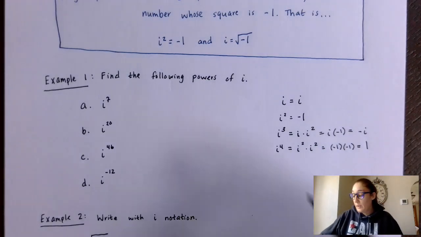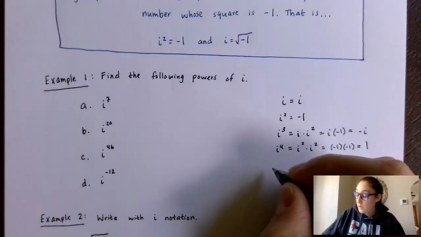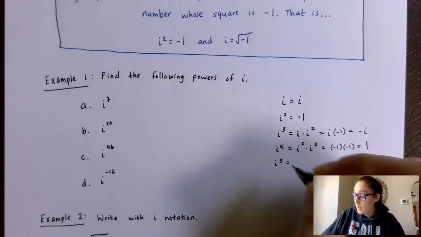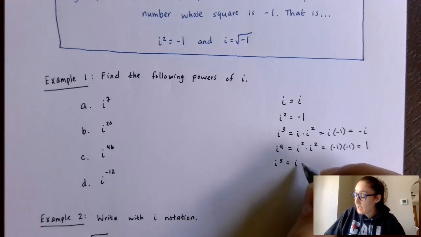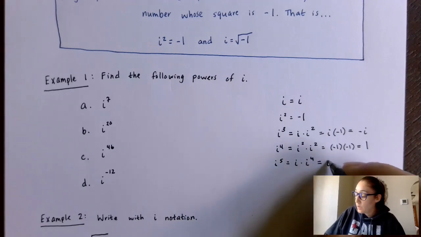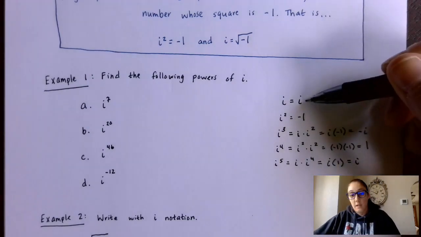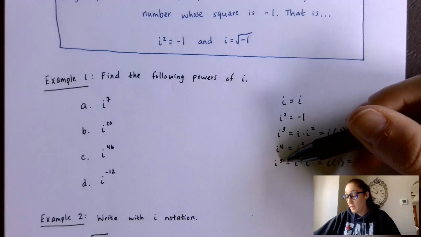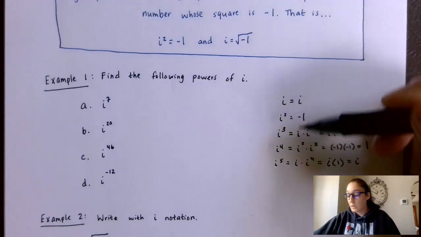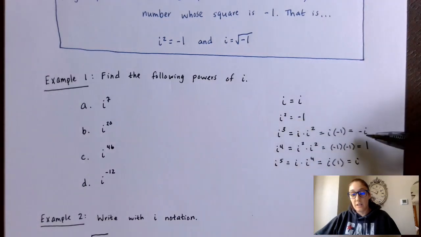All right. Now what happens after this is that everything keeps repeating. For example, i to the 5th, I could rewrite as i times i to the 4th. And i is equal to i, and i to the 4th is 1, so i times 1 is i. You can see that the 5th i value is the same as the 1st. If I did i to the 6th, I would get this answer. If I did i to the 7th, I would get this answer. i to the 8th, I'd get this answer.